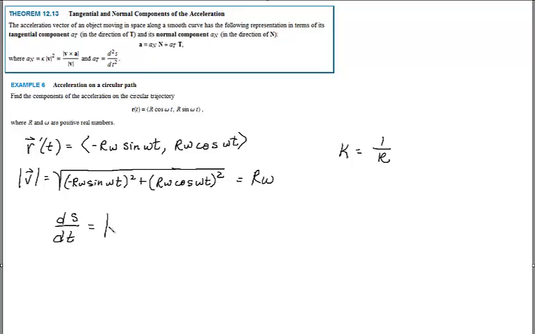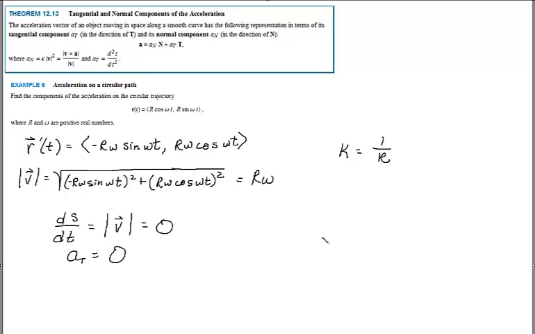definition, this is just the magnitude of our velocity vector. And since our velocity vector is a constant, then that means this is just going to be equal to 0. And if the first derivative is 0, the second derivative is 0. So that tangential component, that a sub t, is going to be equal to 0 as well.